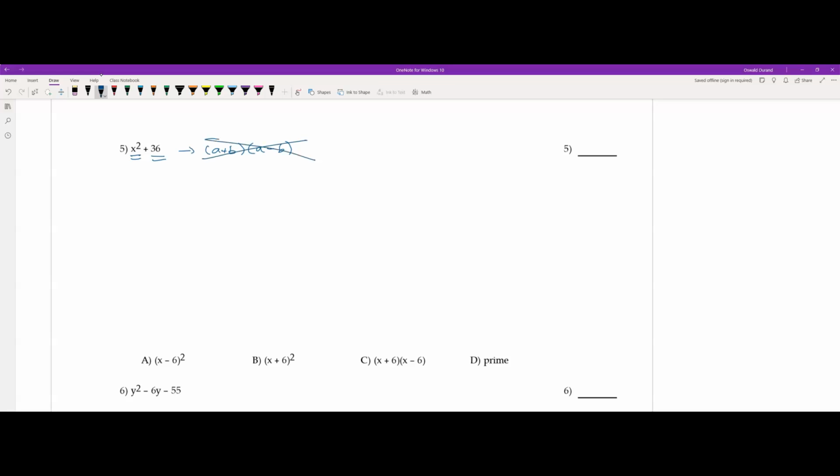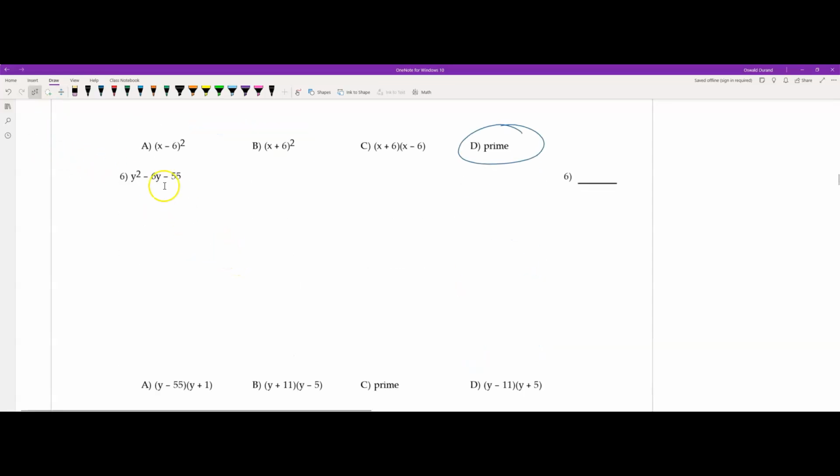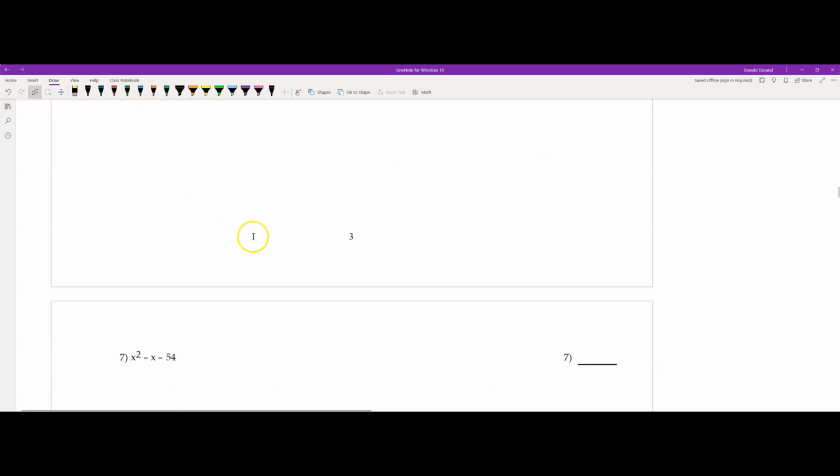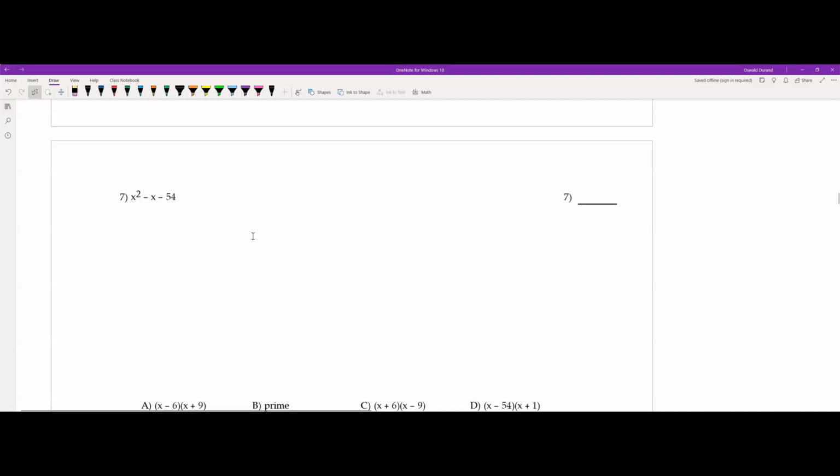So what do we know about that? What did I say about this? I said that these are not factorable. This sum of two squares is not factorable, therefore it's prime. We already did something like this in the first two problems, so I'm going to skip that.